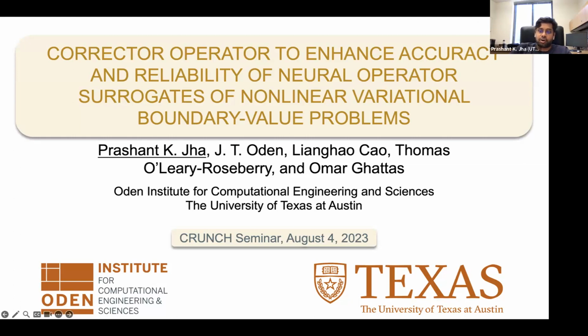The topic of this work is looking at neural operators as a means to approximate partial differential equation based models. The question we want to ask is: is there a way to enhance their accuracy and reliability by solving some additional problems? And the answer is yes. This work is about the story of how we got to that approach. It's nothing fancy, but I will show you some interesting examples where we see almost 2 orders of magnitude increase in accuracy.